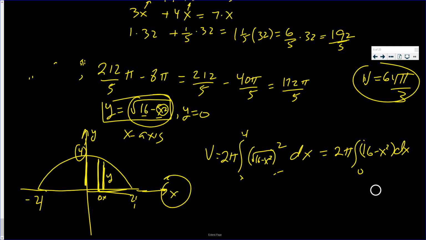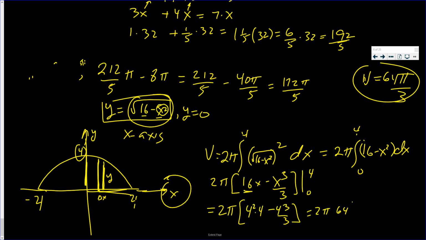Okay, so I need to plug in the upper limit of 4. So now when I integrate, the 2 pi factors out and I get 16x minus x cubed over 3, but this goes from 0 to 4. Okay. Now keep in mind that that's 4 squared. So I have 2 pi times 4 squared times another 4. That's 4 cubed. Minus 4 cubed over 3. So 4 cubed is 64, but I have 1 minus a third of them. I have 64 here, and I'm taking away 1/3. So this is 2 pi times 64 times 2/3. This is 256 pi over 3.